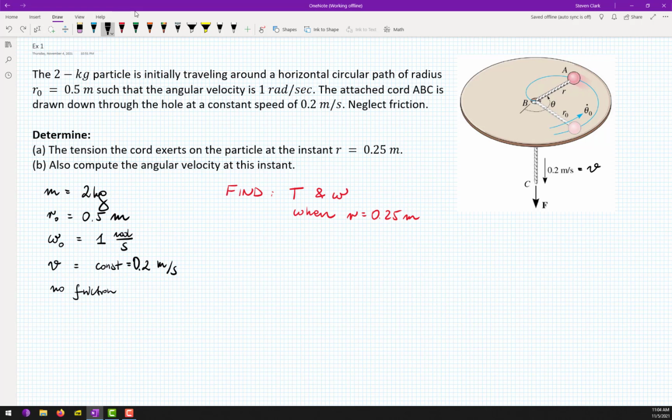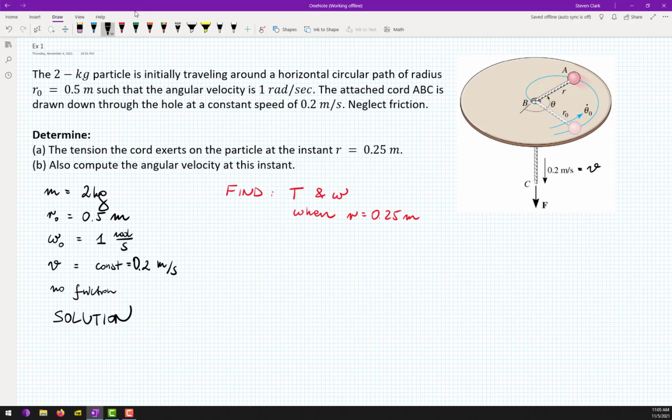Our initial radius is 0.5 meters, radius of curvature, of course, and our initial angular velocity is 1 radian per second. They ask us to find the tension in the cord and the angular velocity of the particle when the radius of curvature is 0.25 meters. Questions about the problem statement? Solution then.